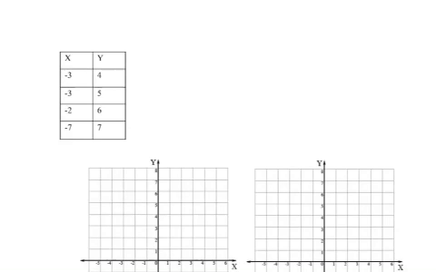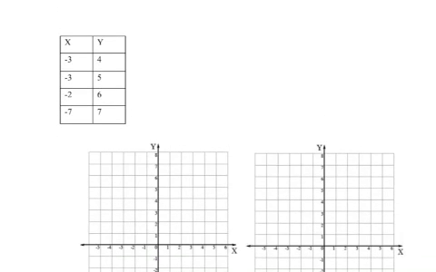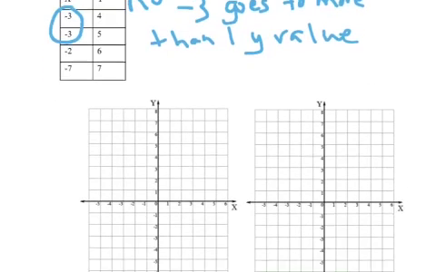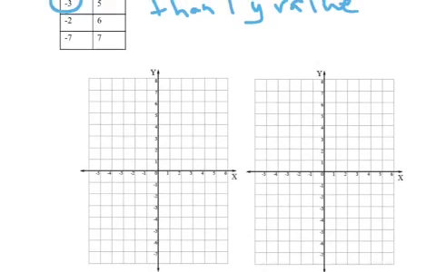Next page. If we try this one, this table is not a function because you see how we have the same x value repeated. Since we have the same x value repeated, no, this is not a function. We could graph this as well. And remember, in our table, it's not a function because the -3 goes to more than one y value. We could graph this data.